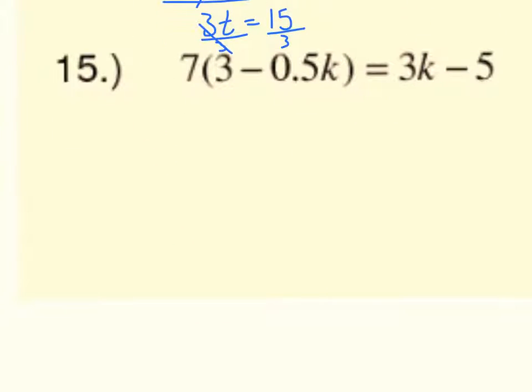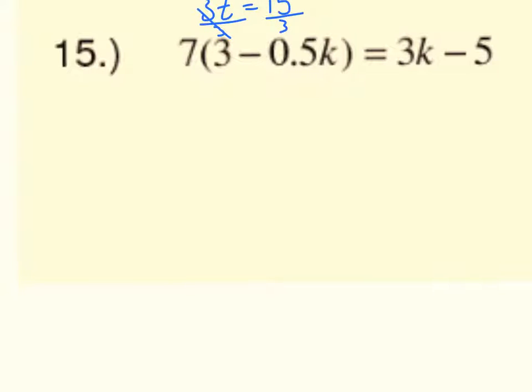Okay, moving on. 7 times 3 minus 0.5k equals 3k minus 5. This is first step. Distribute the 7. 7 times 3 is 21. Minus, and then that's going to be 7 times 0.5, which will be 3.5k equals 3k minus 5.